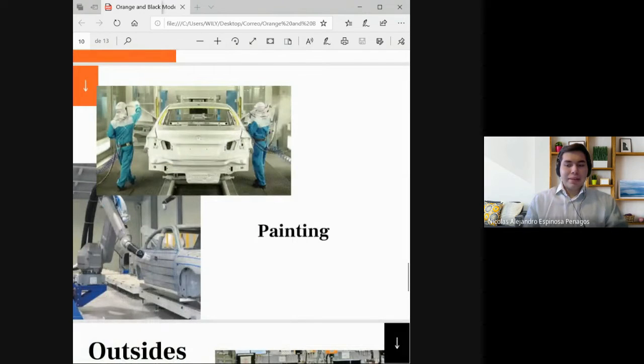Okay, painting. Painting does not refer only to changing the color of a structure. In this part, the workers seal and apply chemical solutions to prevent future corrosion.